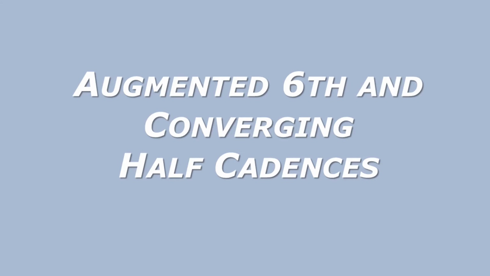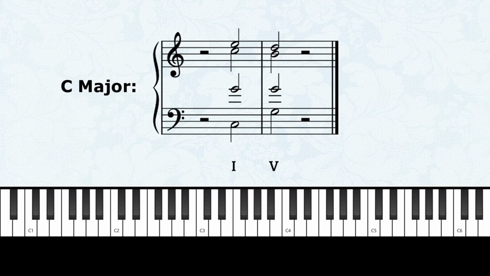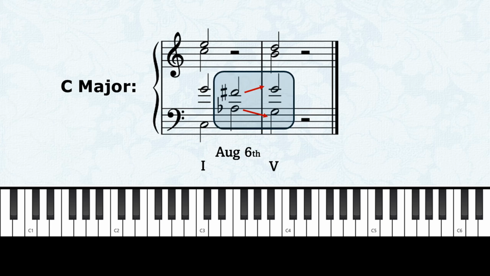Augmented sixth and converging half cadences. Half cadence progressions can be extended by including secondary dominants before the final dominant chord. One of the most common procedures is the addition of an augmented sixth chord. In this type of chord, the bass and the augmented sixth must resolve by contrary motion into a perfect eighth interval in the next chord, each one of them moving to the dominant's root note.